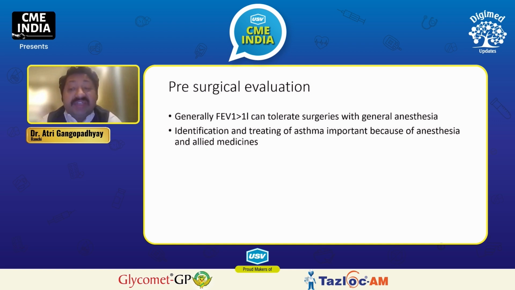And for pre-surgical evaluation, it is very essential to identify and treat asthma because a lot of anesthesia, painkillers, analgesics have got triggers for asthma. So that is why spirometry is an essential tool in pre-surgical evaluation. Wherever you have a difficult surgical candidate, please do a spirometry first.